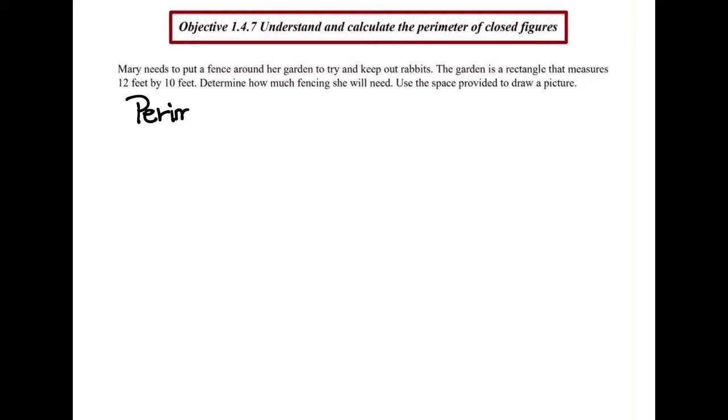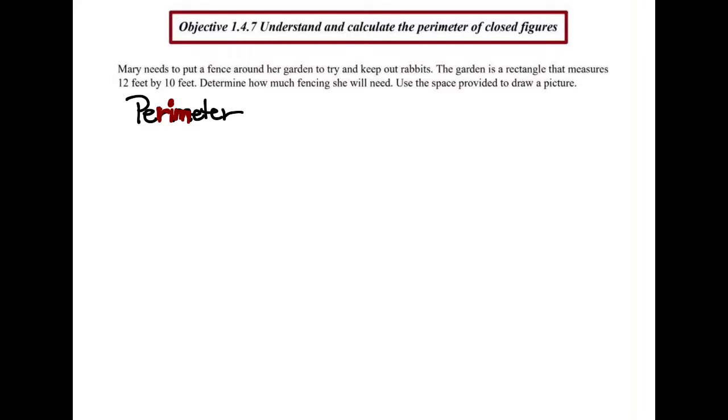Perimeter, here's kind of a trick. Perimeter is right around the rim. Okay, so all you want is around the rim of the shape. You don't want anything inside, you just want the rim. Okay, so now let's draw it like they said.